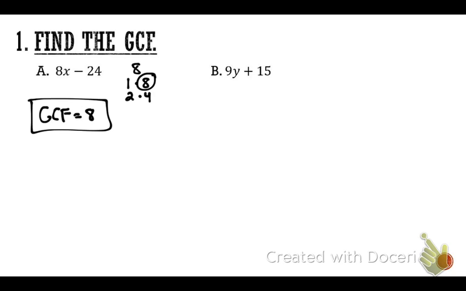As I said, factors fit into numbers. So that means 8 is the biggest number that can go into an 8 that can also go into a 24. That's how you find the GCF.